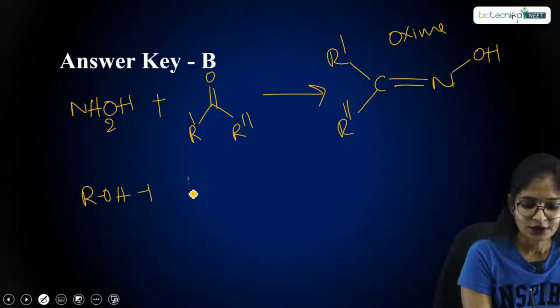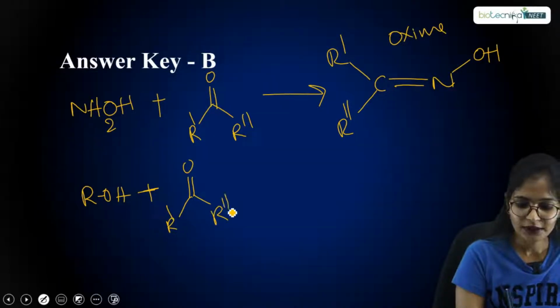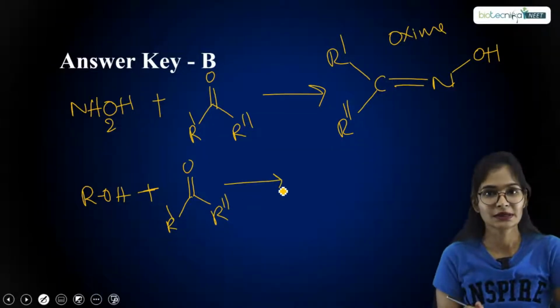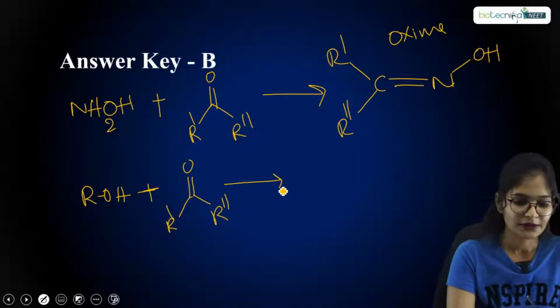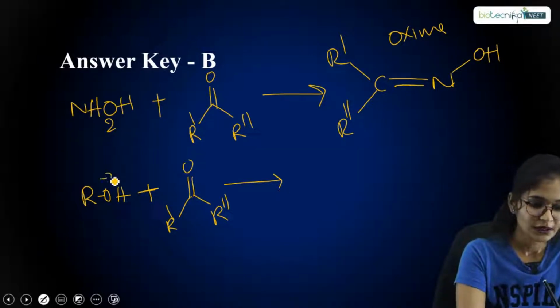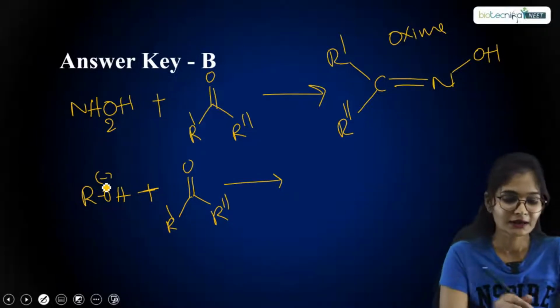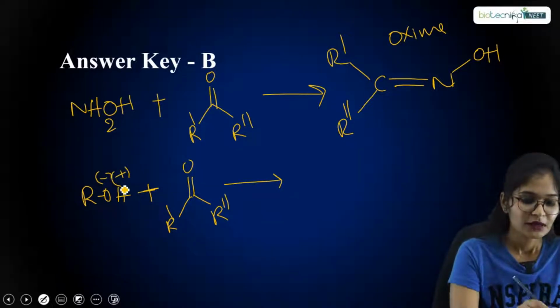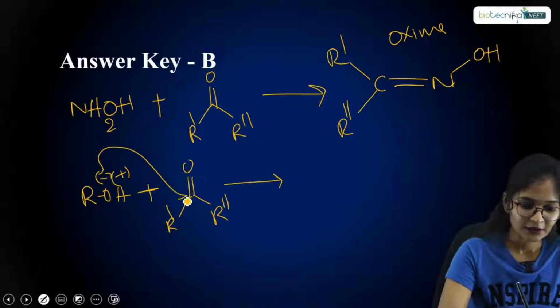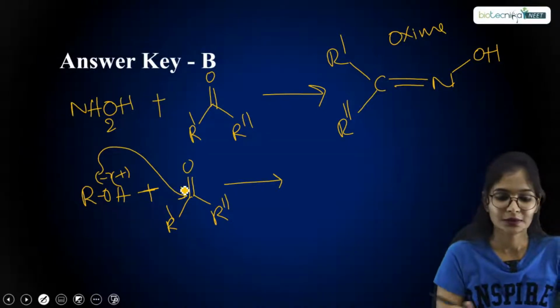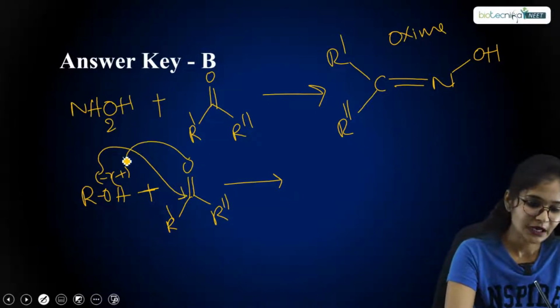So when you treat your alcohol with the corresponding carbonyl compound, what will you get here? Firstly, you will get a hemiacetal. First, this alcohol can be cleaved as an alkoxide anion and H plus, right? So let me split it, and the alkoxide will attack the carbonyl carbon center, and this oxygen will grab this proton.